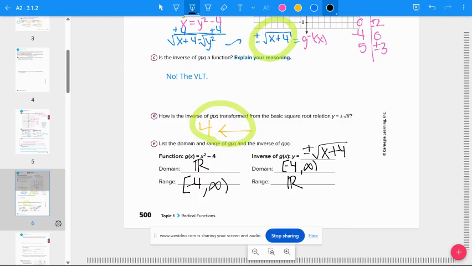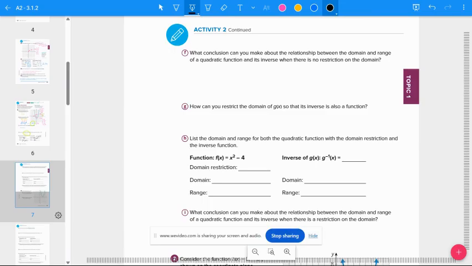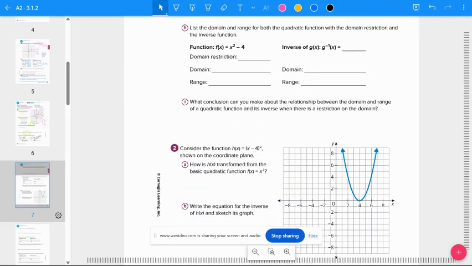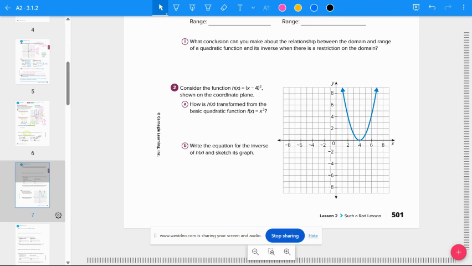So in this case, it's not a function. Our inverse was not a function. It just wasn't allowed to be one. So that was kind of the answers to F and G here. So I'm kind of getting that out of the way. We're going to go to the bottom. We're going to go to number 2.